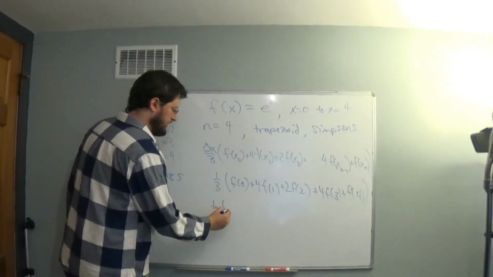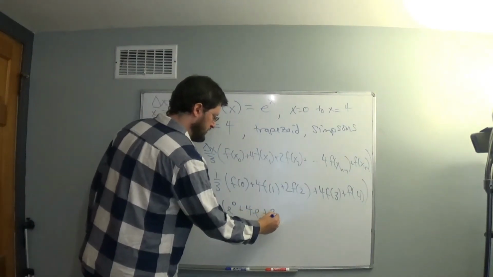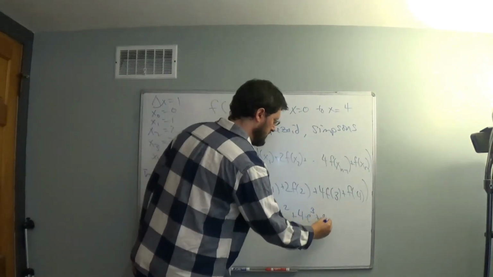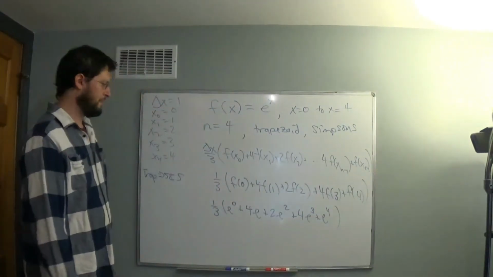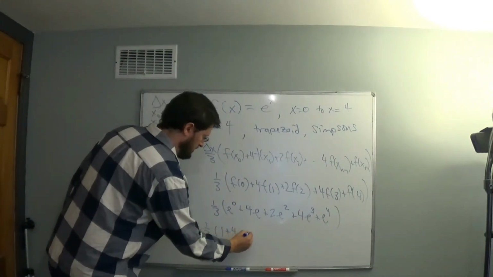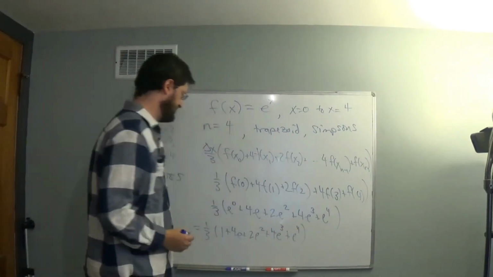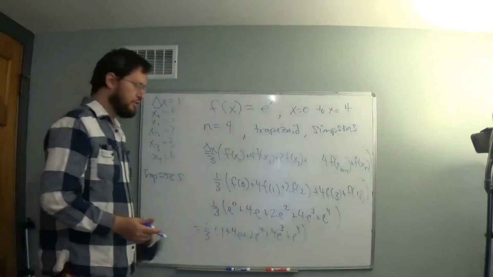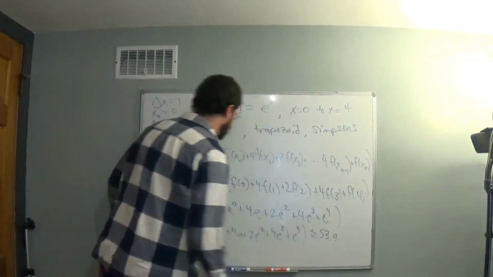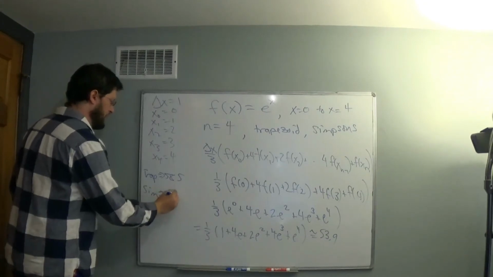So that's 1/3 times e to the 0 plus 4e plus 2e squared plus 4e cubed plus e to the 4, which is 1/3 times 1 plus 4e plus 2e squared plus 4e cubed plus e to the 4th. Put this into a calculator and you'll find a value of approximately 53.9. So our Simpson's rule is 53.9.